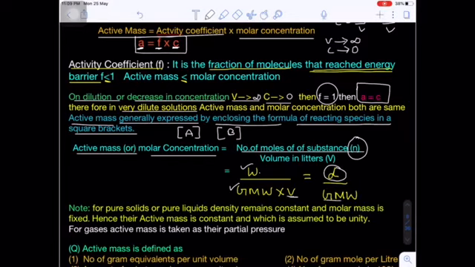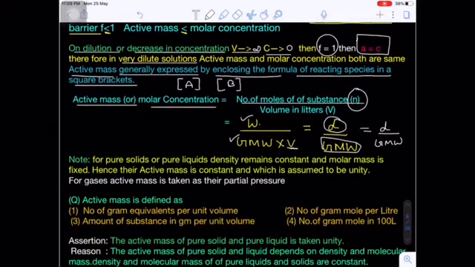Divided by what? Gram molecular weight. So finally we can write density upon gram molecular weight is the formula to calculate the molar concentration. Okay, now come to pure solids and pure liquids. What happens? The density does not change, it will remain constant.